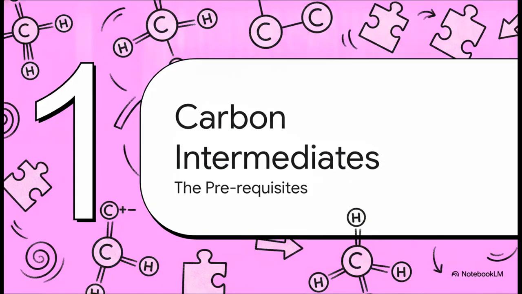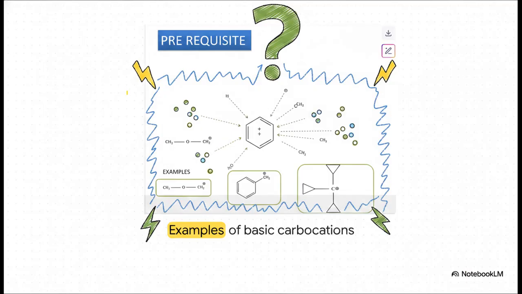All right, let's kick things off with Section 1, Meet the Carbon Intermediates, the prerequisites. So basic carbocations are essentially molecules with a carbon atom that has lost an electron, which leaves it with a full positive charge. Now, in the atomic world, carrying a full positive charge is a massive, highly destabilizing burden. It's a heavy weight to carry. The molecule becomes desperate for electrons. So, for a reaction to actually proceed smoothly, the molecule has to figure out a way to stabilize that positive charge, even if it's just for a fraction of a millisecond.